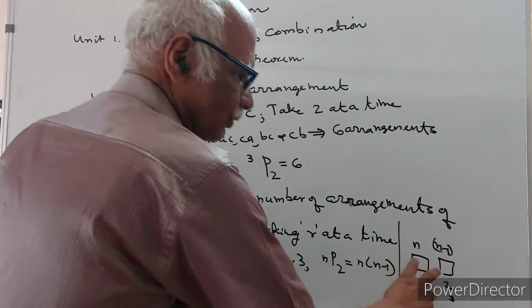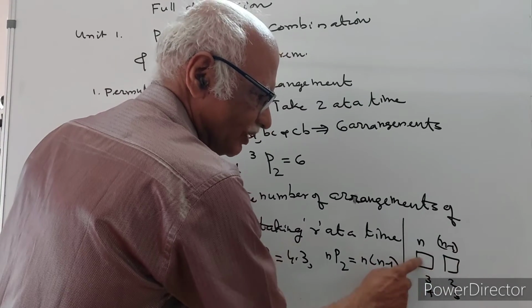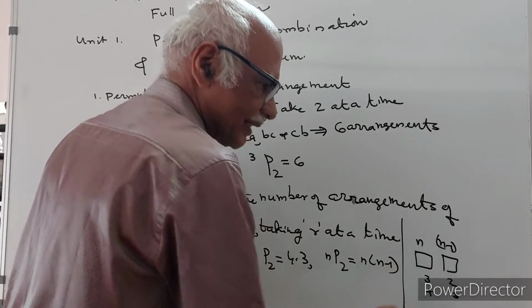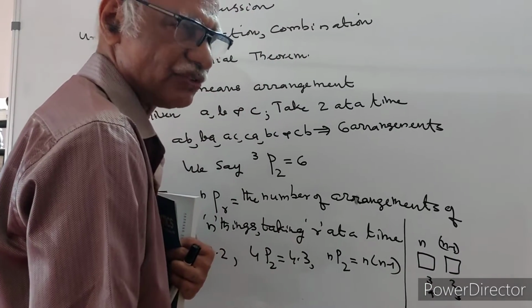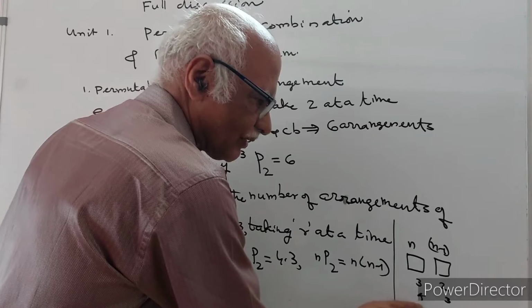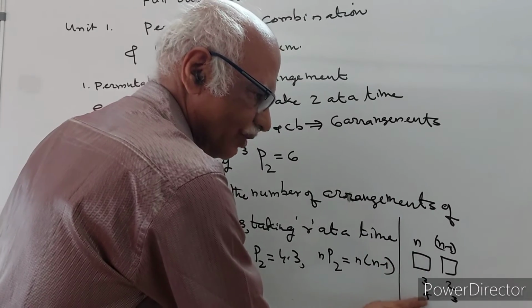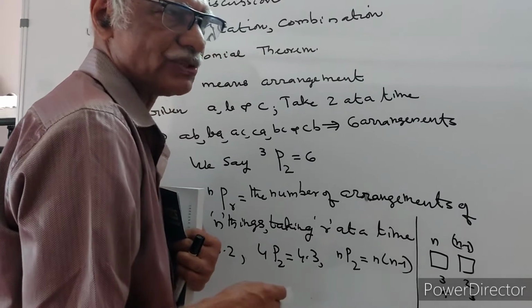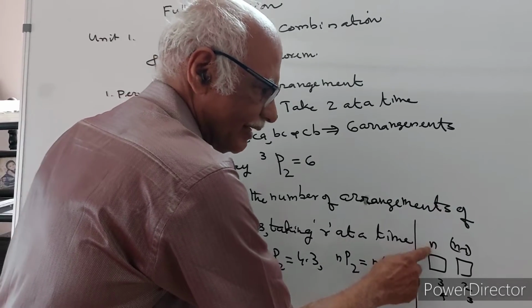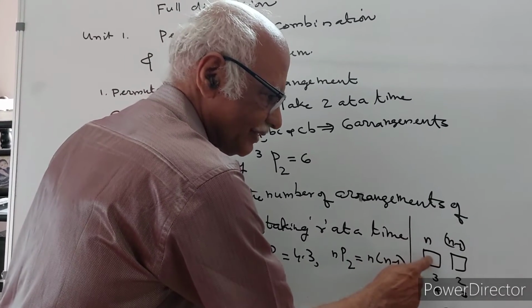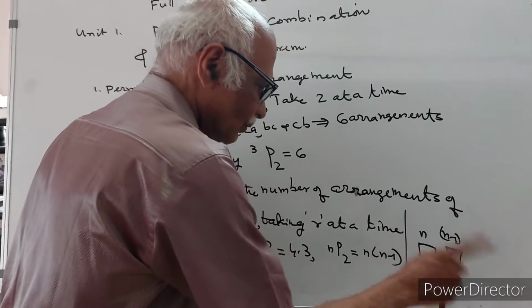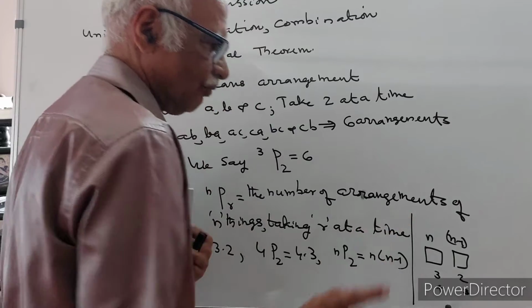Now, if there are 2 vacant places, the first place can be filled in 3 ways, the second in 2 ways, so that together they can be filled in 3 into 2, 6 ways. If there are 4 things, the first place can be filled in 4 ways, the second in 3 ways, together 4 into 3, 12. Similarly, if there are n things, the first place can be filled in n ways, the second place in n minus 1, so total is n into n minus 1.